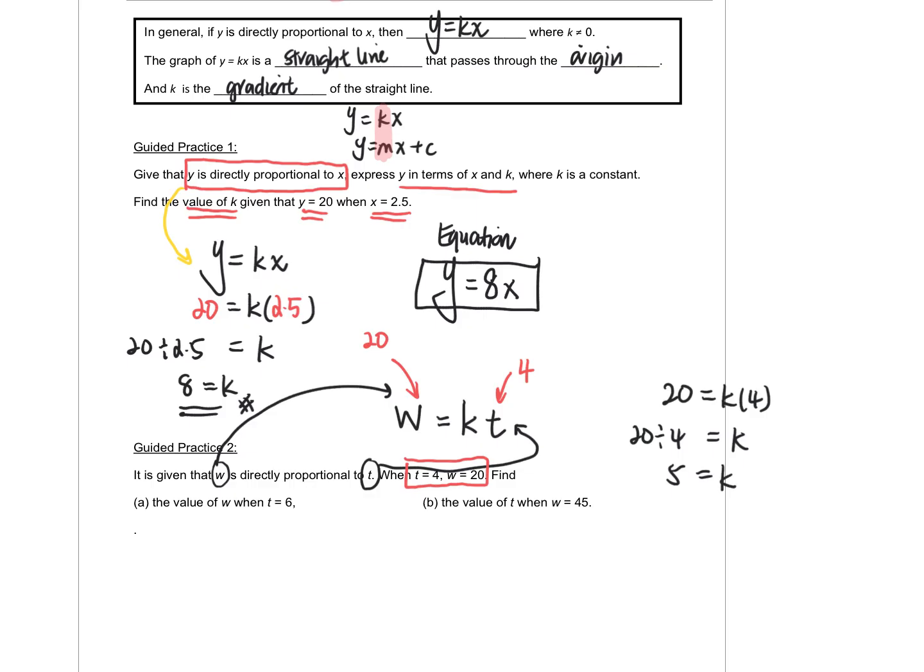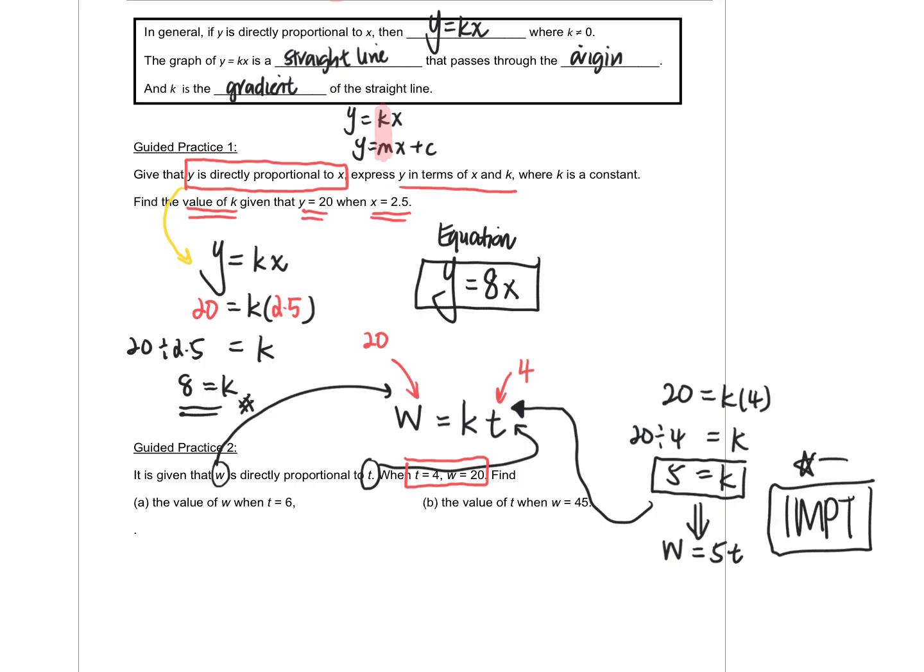So when they ask you to find k, after you find k, don't stop there. Put it back here. This one is the most important step. So it tells me that w is 5 times of t. Must sub in, must sub in. This one important. Let me put important here. Must always put back the k.